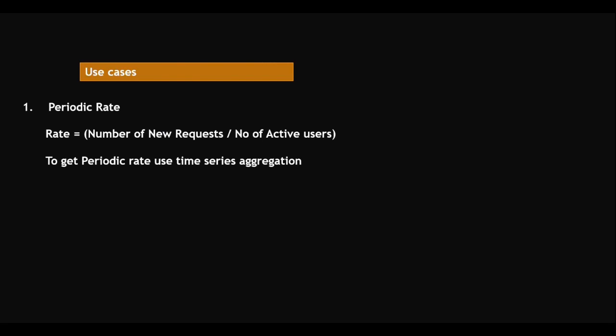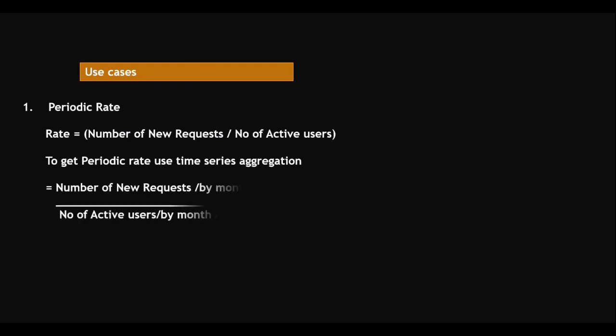Okay, next one is periodic rate. What is periodic rate? What is rate? You saw, for example, number of requests per user. How many requests per user. You will get the number of new requests per number of active users. To get a periodic rate, you need to use time series aggregations. What is time series? How will you apply it? Here you see number of new requests by number of active users, that is rate.